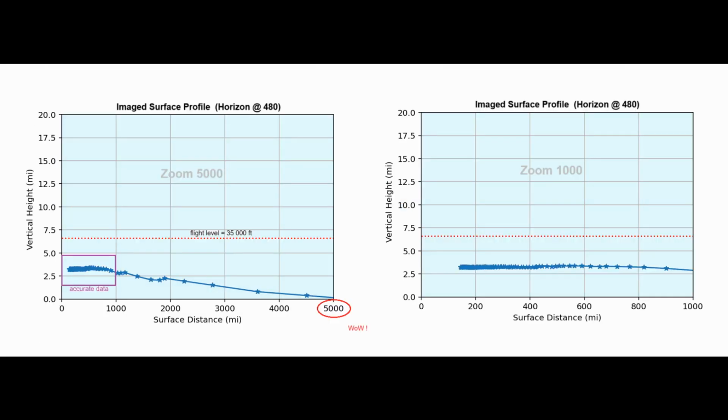As we can see here, folks, this is incredible. We can see out to 5,000 miles. It just blew me away. But obviously, the closer you get to the horizon, the more air affects us. So the accurate data is really around 1,000 for this particular case. And over on the right, I've zoomed in and notice how nice and smooth the surface is. But yeah, this is just incredible, folks. Just wow.